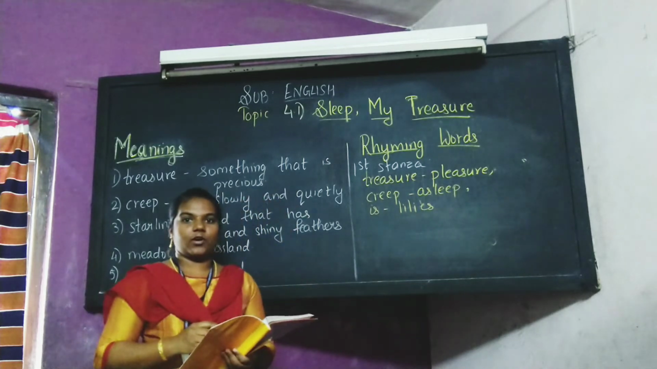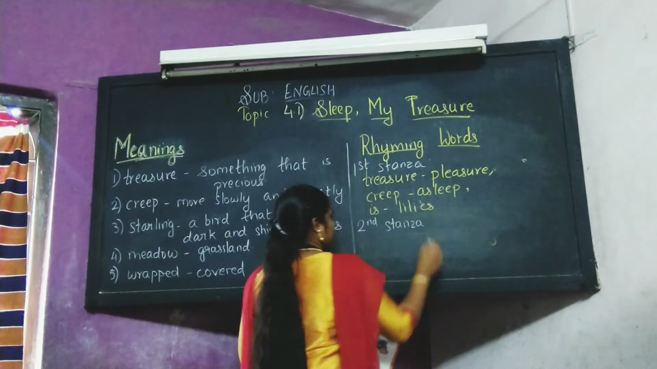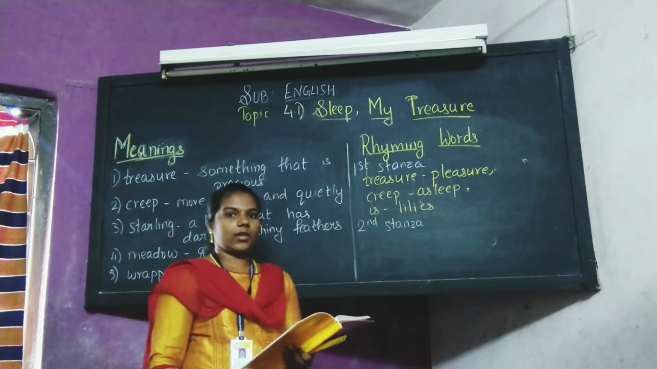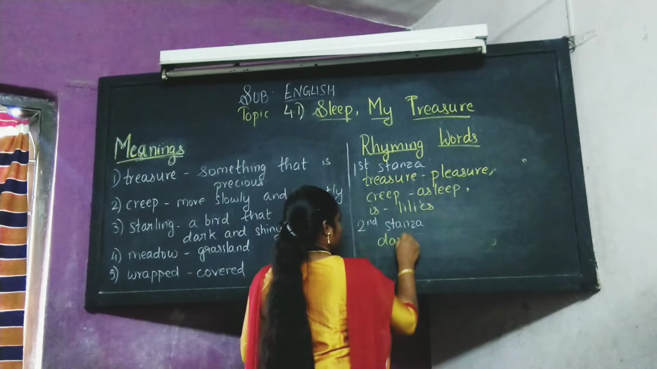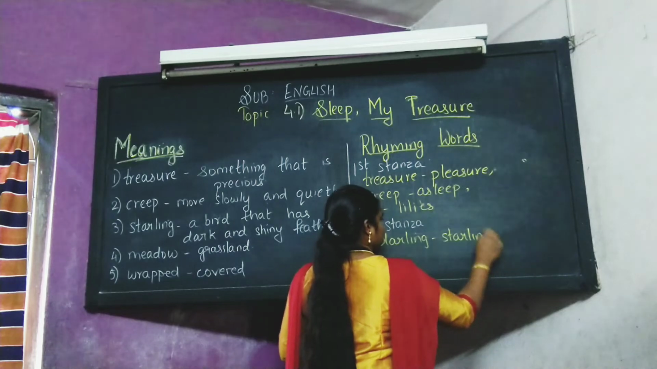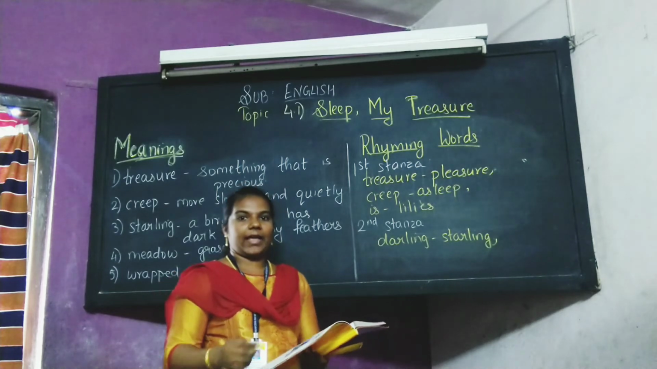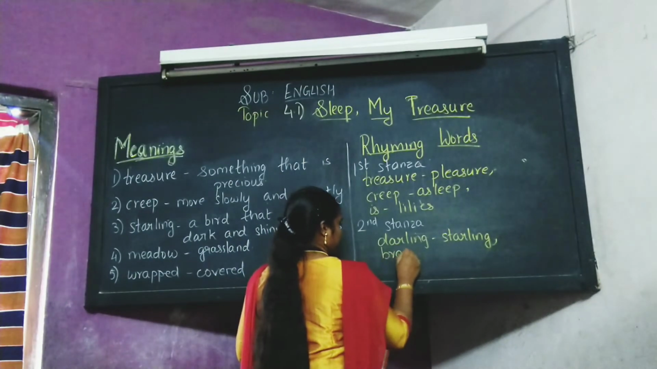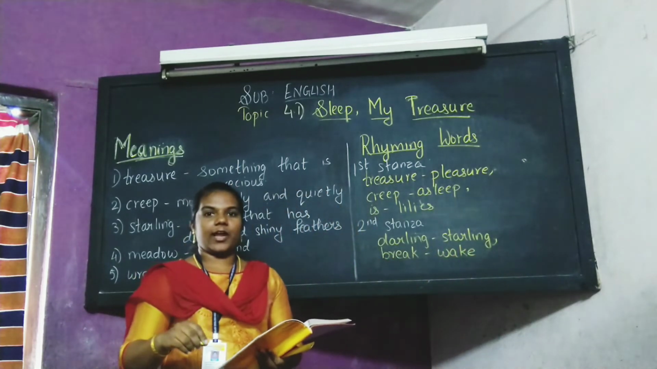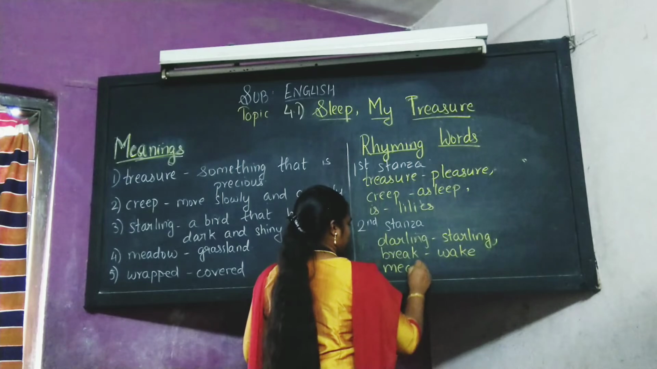Now we will see the rhyming words of the second stanza. Okay, darling and starling. Darling and starling both sound similar. So darling and starling are rhyming words. Next is break and wake. Break and wake both sound similar. So break and wake are rhyming words. Next one, meadow and shadow. Meadow and shadow both sound similar. So meadow and shadow are rhyming words.